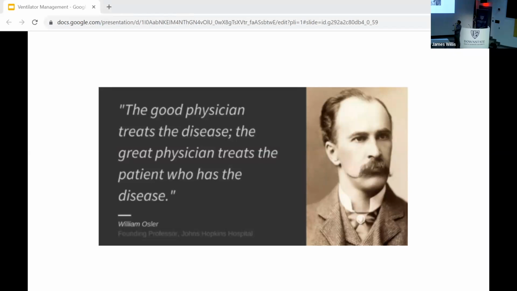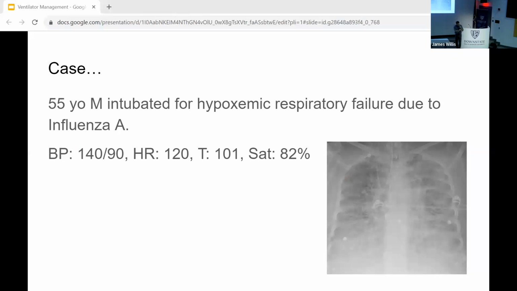The good physician treats the disease. The great physician treats the patient who has the disease. Here's a case. I'm going to refer this case to you. 55-year-old male, intubated with hypoxemic respiratory failure due to influenza A. Blood pressure is 140/90, heart rate's 120, temp 101, SATs 82%. And all of this is obviously despite being intubated with a central line, and those lungs look like that.